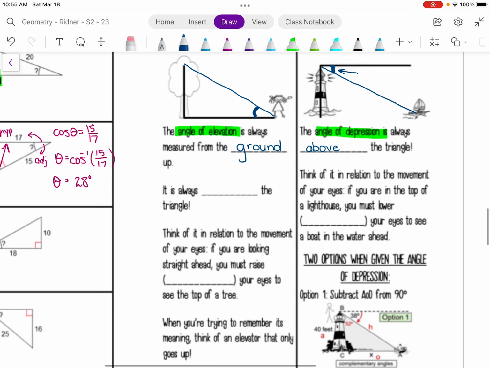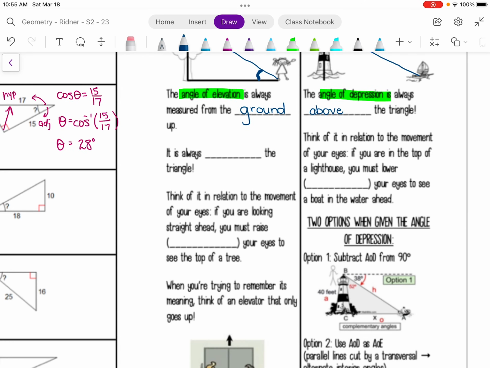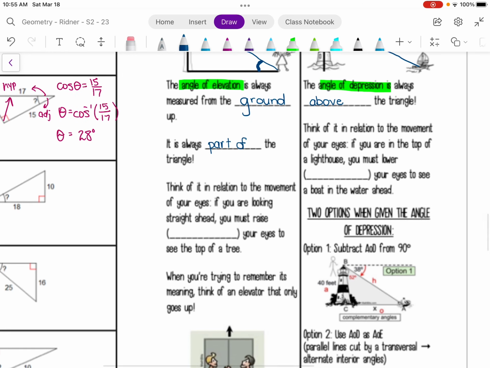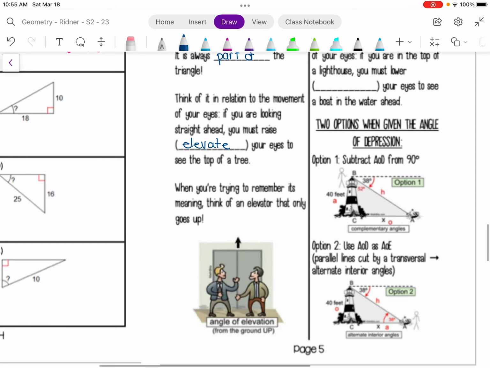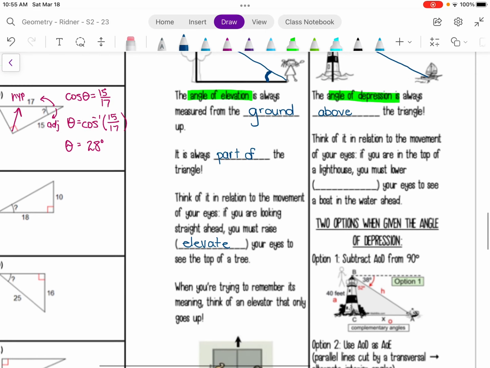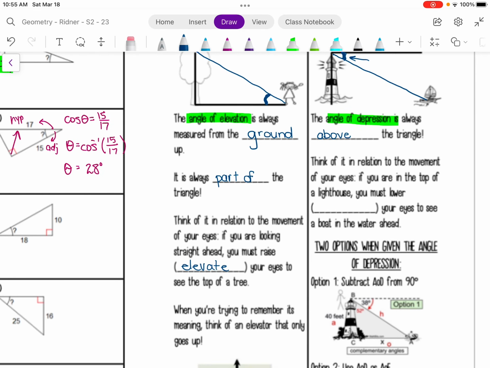All right. So going back to elevation, thinking about elevate going up, it is always part of the triangle. Okay. So you're going from the ground and you have to elevate your eyes. Okay. So there's your little picture of an elevator to remind yourself. For depression or depress, you're going down.